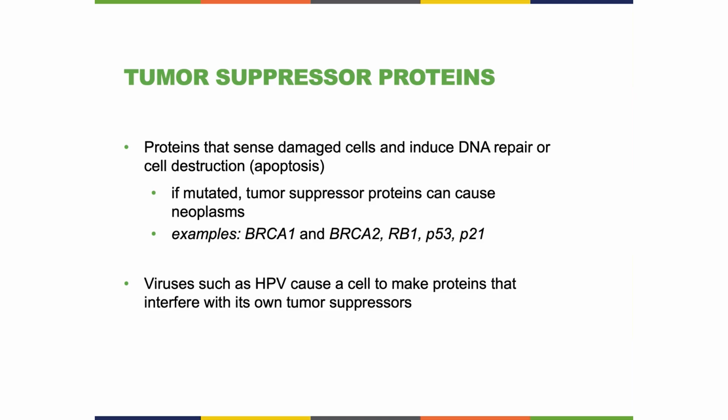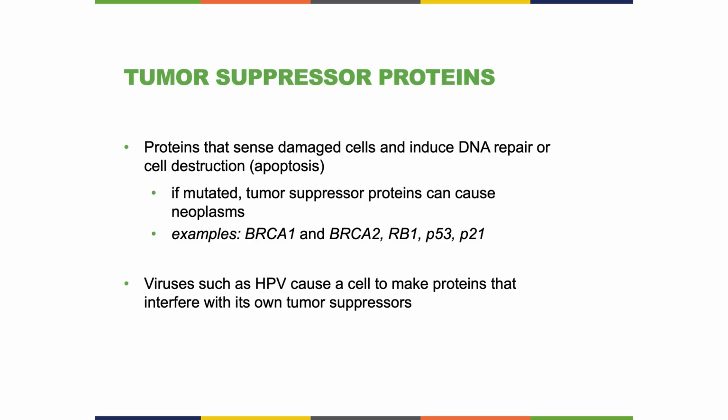You also have proteins that can sense if a cell is damaged, called tumor suppressor proteins. And when they sense that there's a damaged cell, they can either cause the DNA to repair itself, or they can cause apoptosis to occur, which destroys the cell, programmed cell death. Now, if mutated, then these tumor suppressor proteins don't stop a damaged cell from reproducing. They allow it to become a neoplasm. And now we've got a tumor.